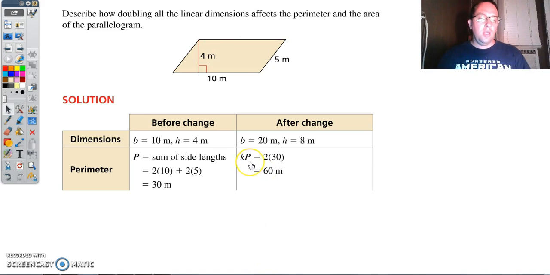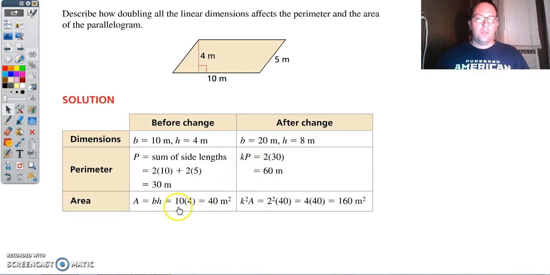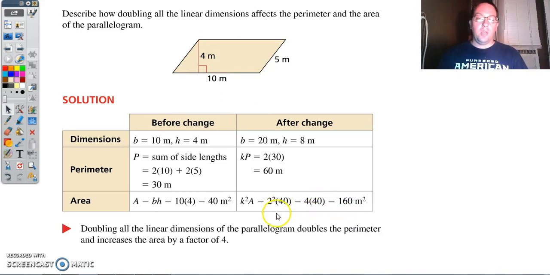Look at that. Area. Original area is 4 times 10, 40 meters squared. New area, well, we're doubling it. So k is 2, k squared is 4, so 4 times 40 is 160. We've already seen how that works. We're multiplying the 10 by 2, so that doubles it. We're multiplying the 4 by 2, so that doubles it again. So double times double is times 4. All right? And then we subtract these. We can see how that works. But doubling it doubles the perimeter. Doubling it increases the area by a factor of 4.